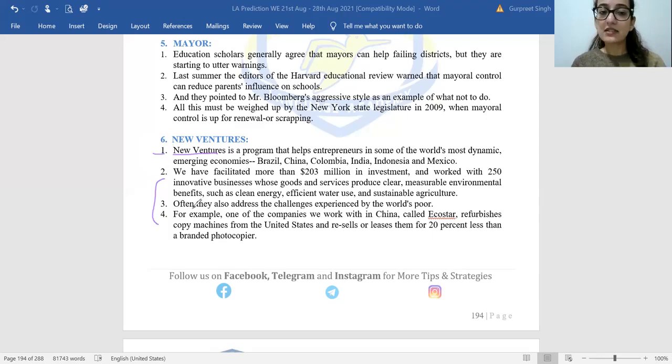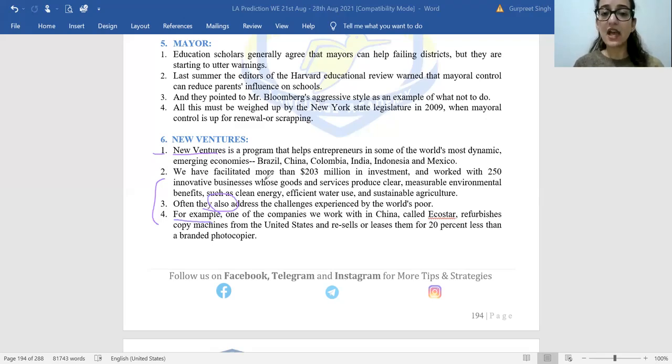Why second has come at the second place is because three and four cannot be there, because third one says often they also address, and also is a very small but a very important word when we work on reorders. They also address means there should be something done first, and then also means the secondary thing also done. And the last one says for example. So once for example is when we'll talk about something, only then we'll give the example of something.